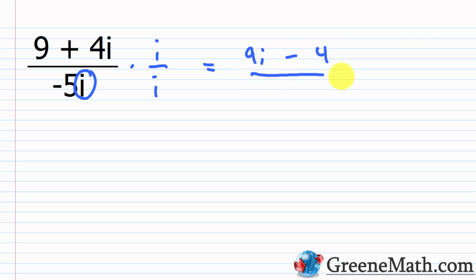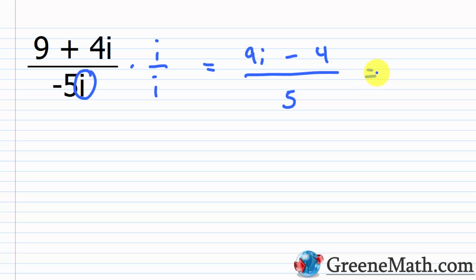Anytime you get i squared, just immediately replace it with -1 and see what that gives you, because you don't want to have to worry about simplifying it later. It might be something you just forget. So then down here, -5 times i times i is i squared. So the -5 times -1, that's i squared, would give me +5. There's really nothing else I can do to simplify here. You'd just be left with 9i minus 4 over 5.